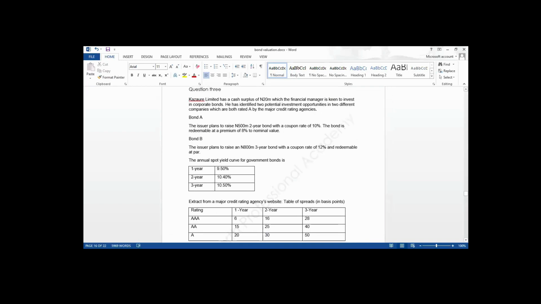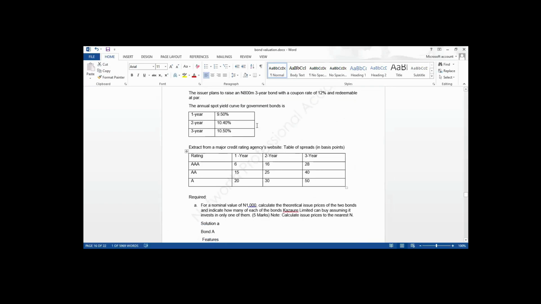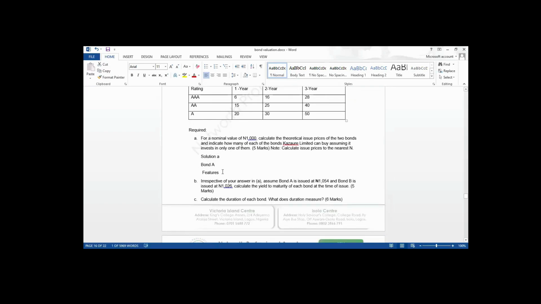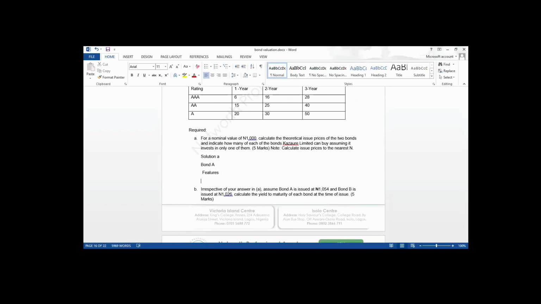What is the maturity period for bond A? How many years? 2 years. Please take that in your book also. The features of bond A. Maturity: 2 years.